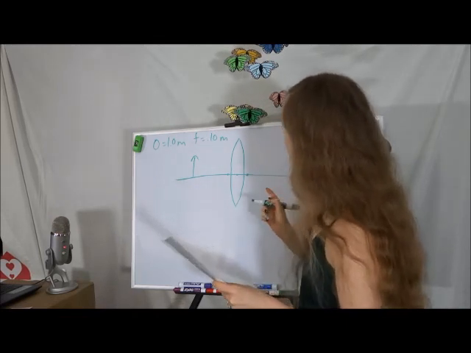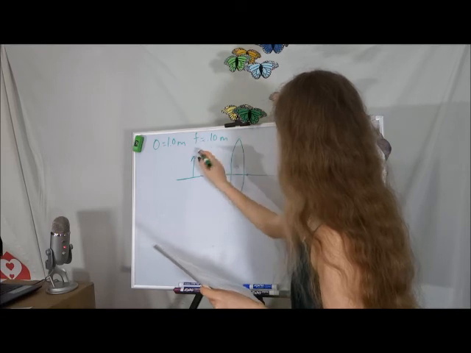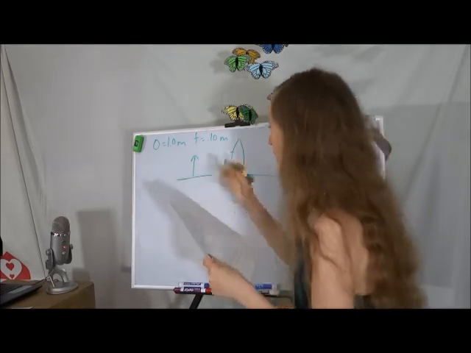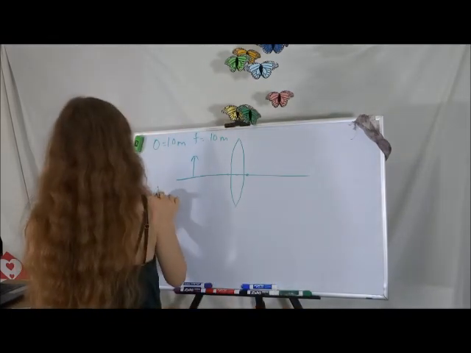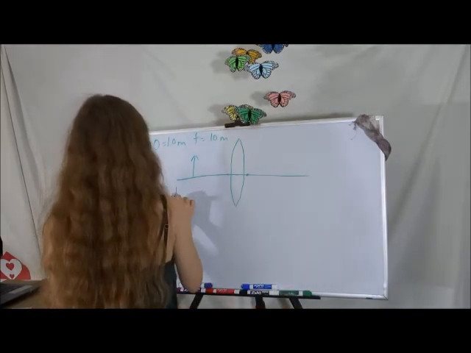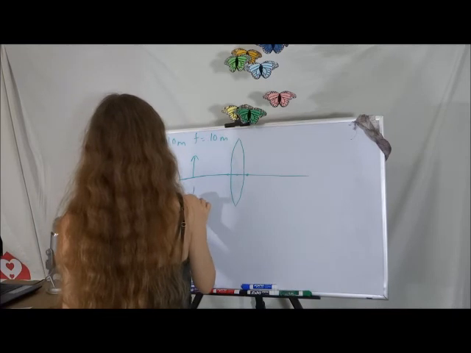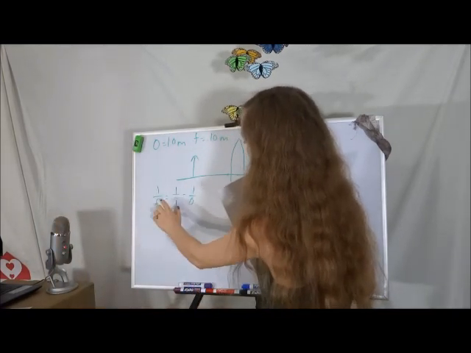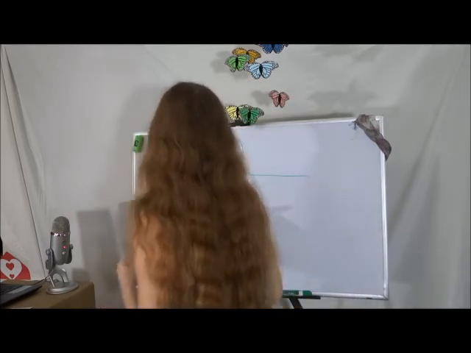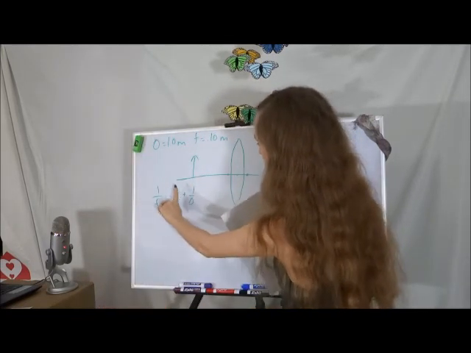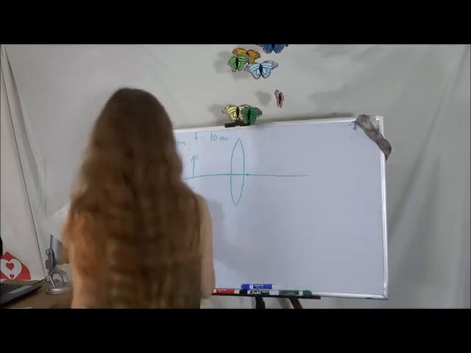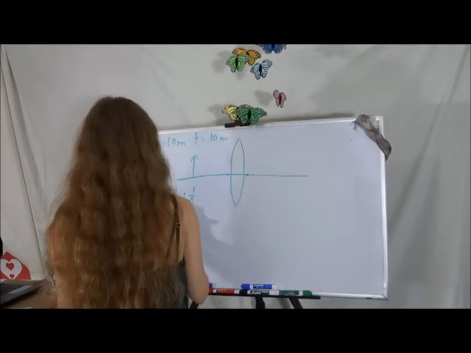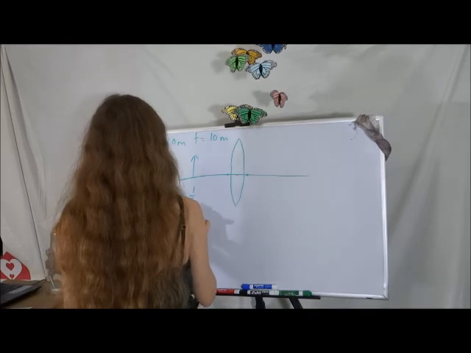Well, if we were doing ray tracing, we would have to go ahead and do all our lines, but since we're using the thin lens equation, we're just going to take that. So we have 1 over f is equal to 1 over I plus 1 over O. Now I'm going to bring the 1 over O to the other side. So we get 1 over I by itself. So we're going to have 1 over I is equal to 1 over f minus 1 over O.